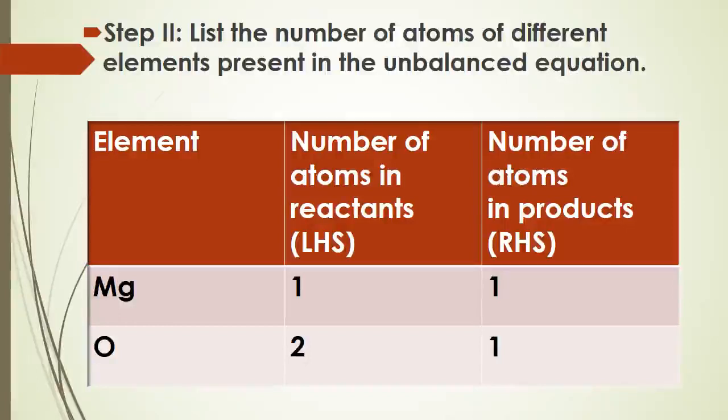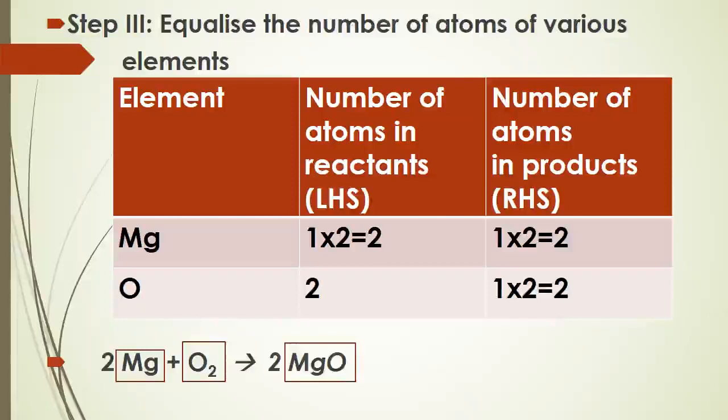Now let us see how to make this equation as balanced equation. Step 3, equalize the number of atoms of different elements. Magnesium, now number of atoms in reactants is 2 and number of atoms in product is also 2. Oxygen 2 and product 2. So the balanced equation is now 2Mg plus O2 gives 2MgO. Both sides the number of atoms are equal.